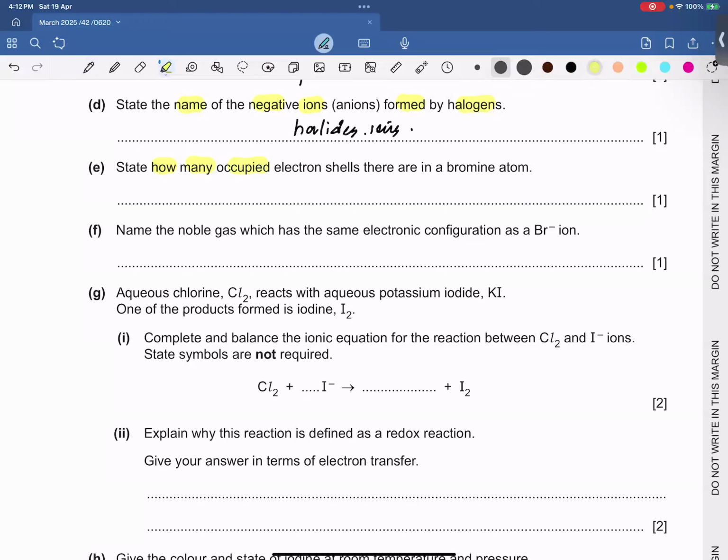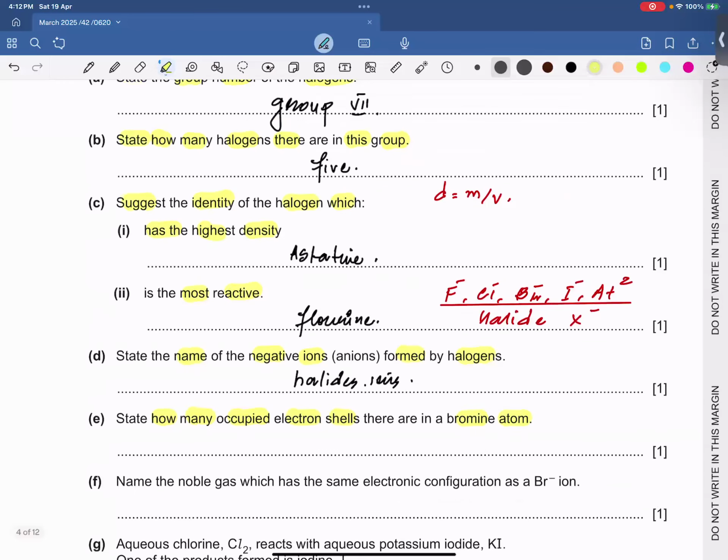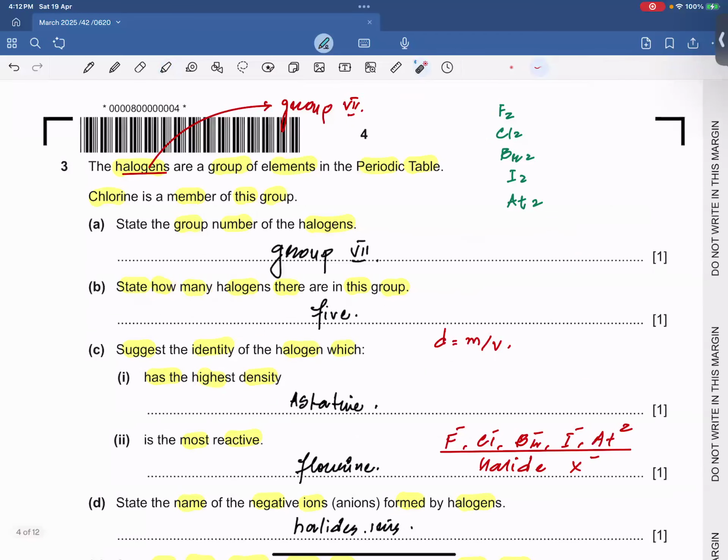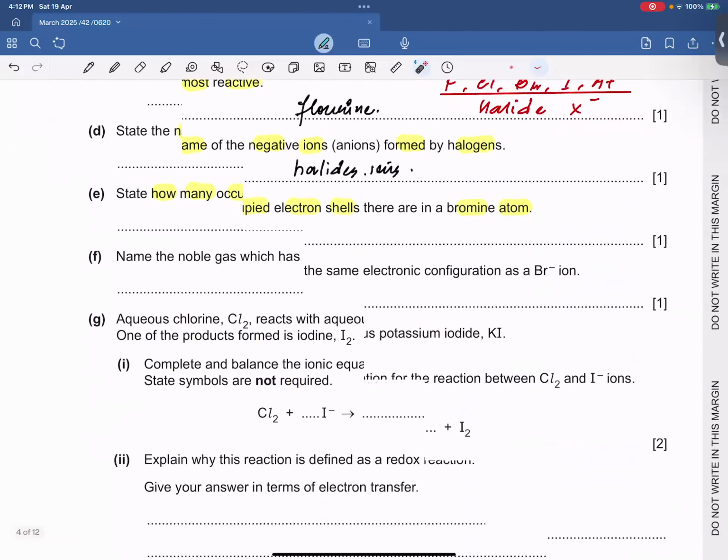State how many occupied electron shells there are in a bromine atom. So fluorine is found in period 2, chlorine is found in period 3, bromine is found in period 4. Since it is found in period 4, which means we have total 4 shells in bromine. So period number is basically the number of shells.